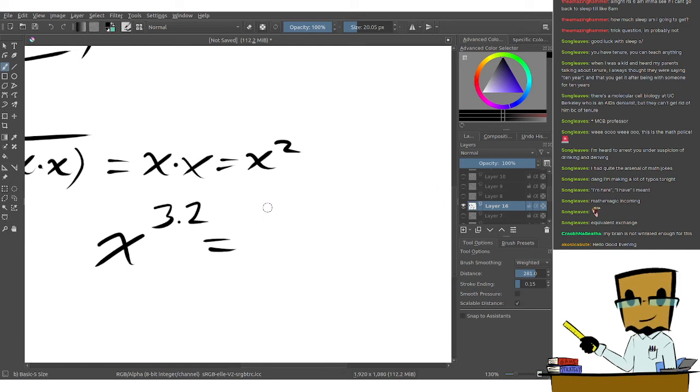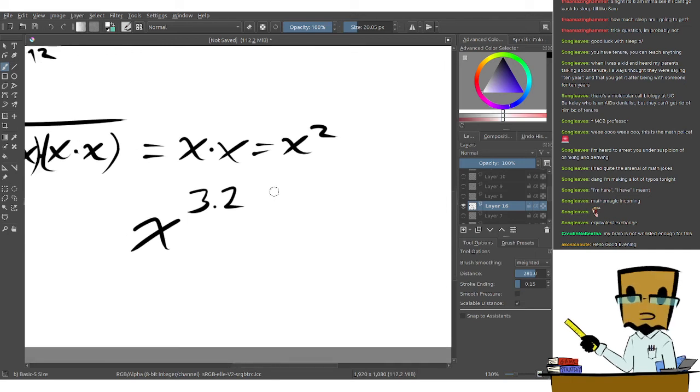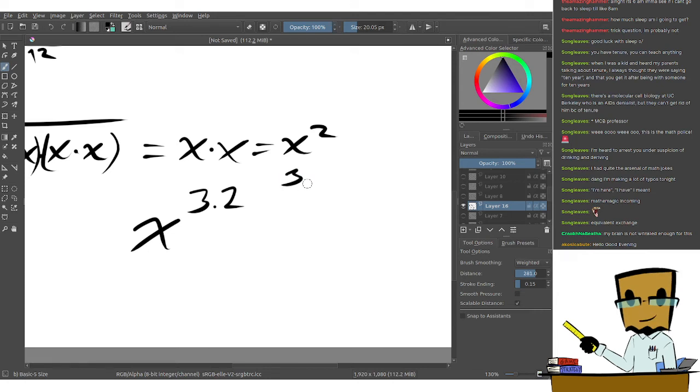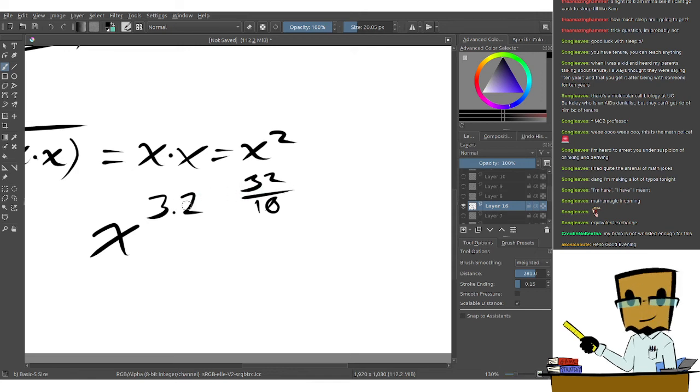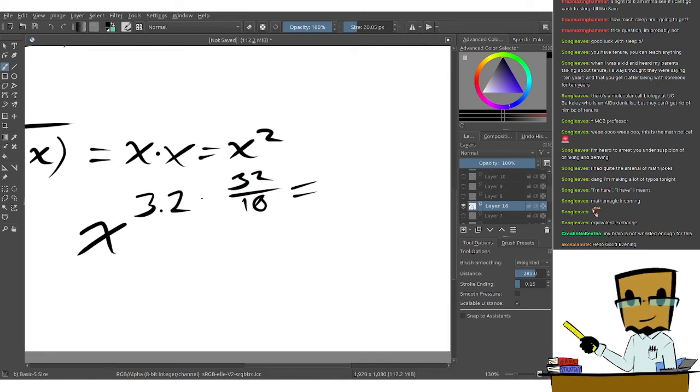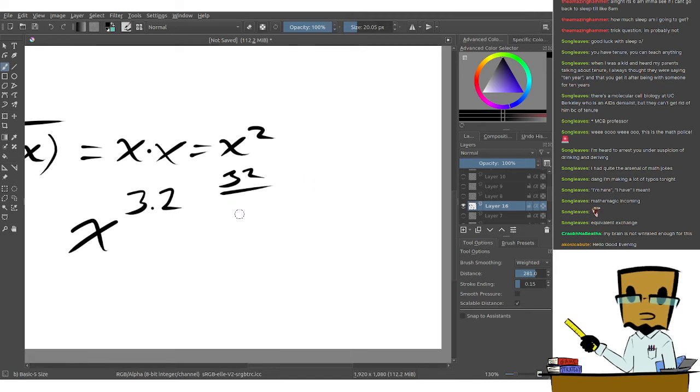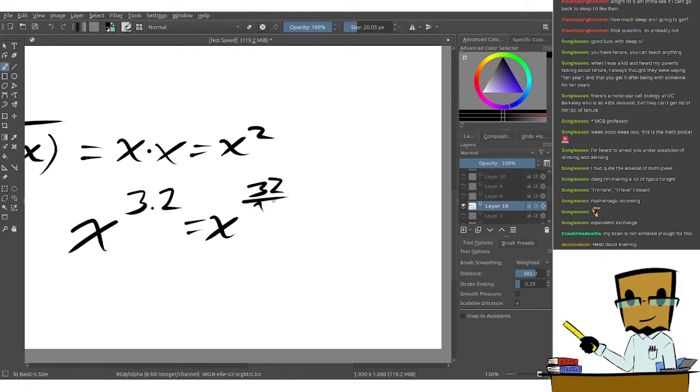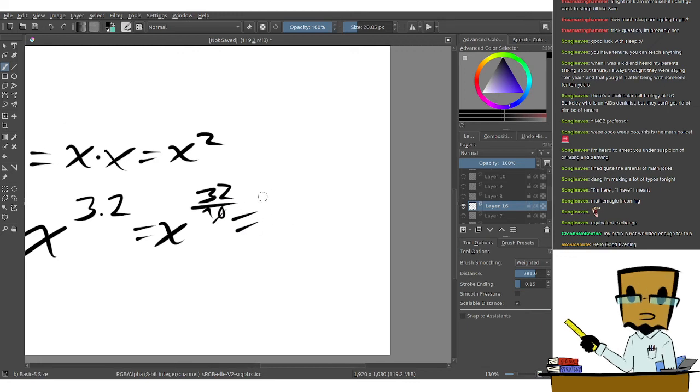I guess you could, if you want to be crazy, the simplest way would be 32 over 10, in order to turn 3.2 into a fraction. No, let's do this the correct way, with decimals. Which equals, we cannot divide 32 by 5, but we can divide it by 2.